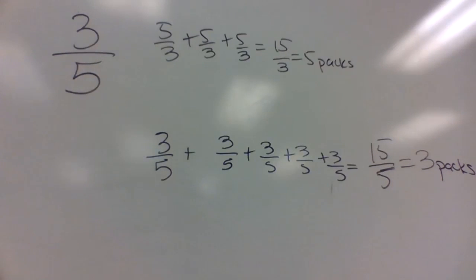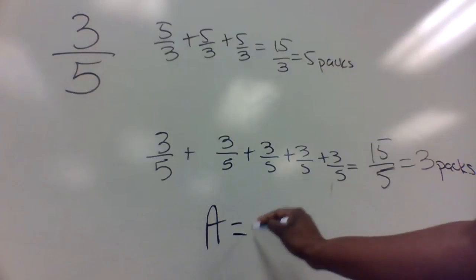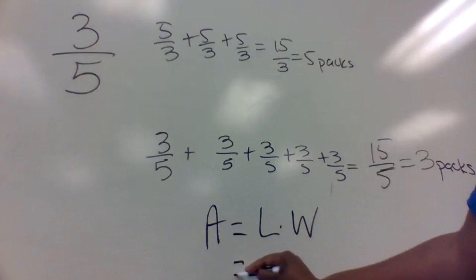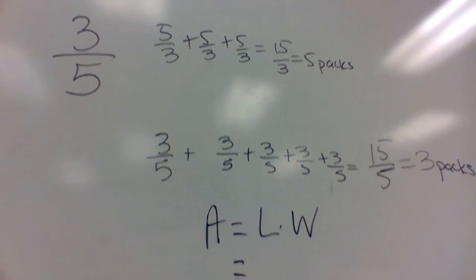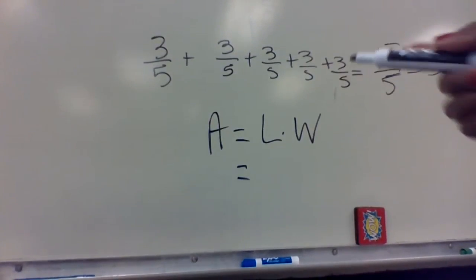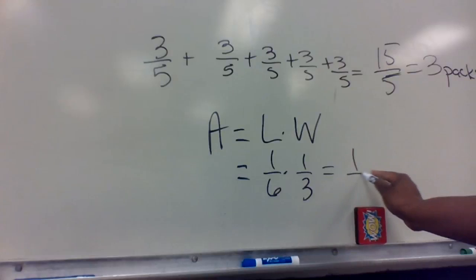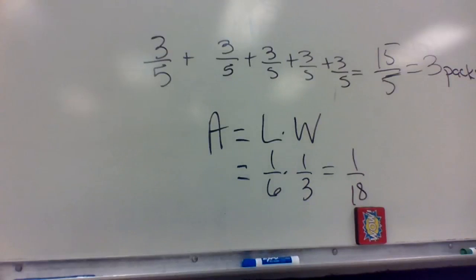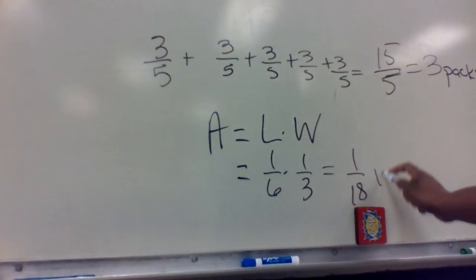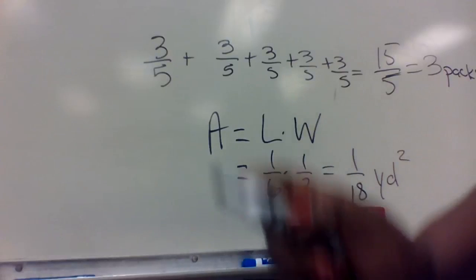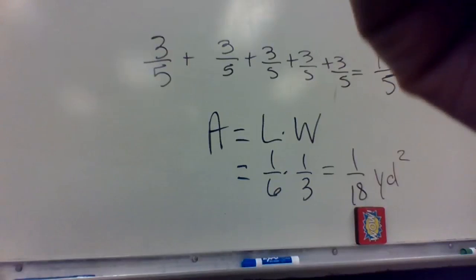All right. What is the area of a paper strip with the width of 1/3 and the length of 1/6? How do you find area? Area equals what? Length times width. What is the length? 1/6. What is the width? 1/3. That's 1/18 yards squared.